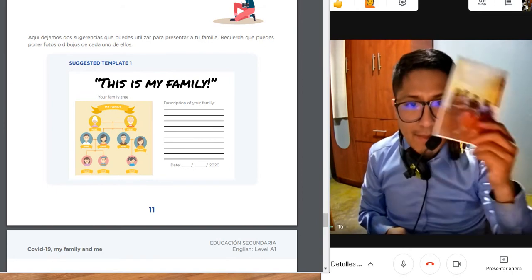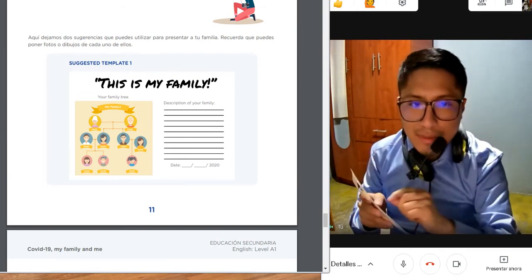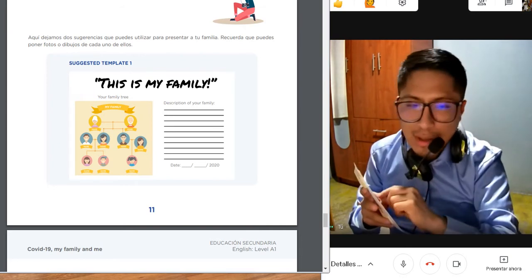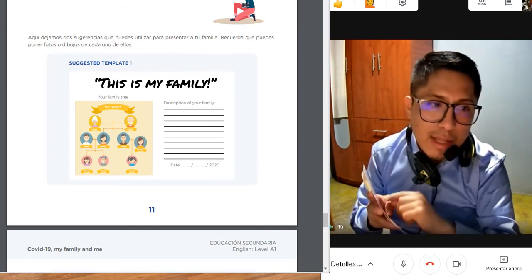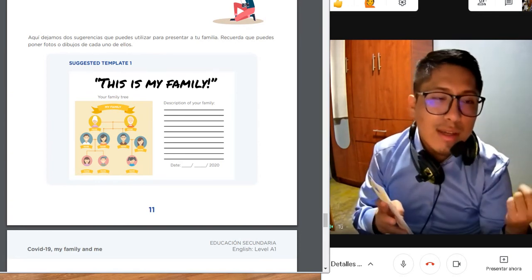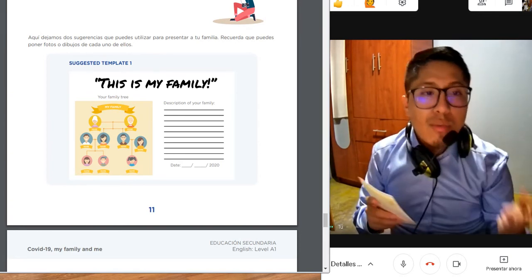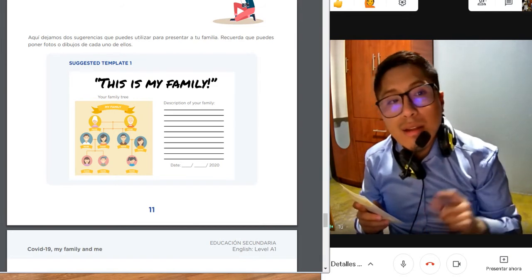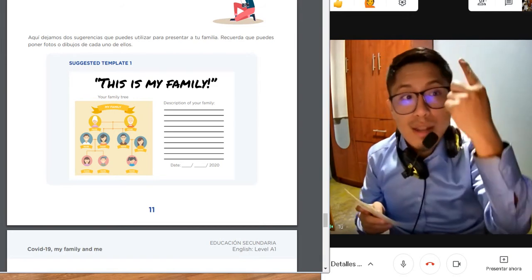La primera opción es ver la imagen de ustedes de su familia y haga una descripción como ha observado en el texto, ¿no? Mencionar a todos los miembros de su familia, brindar tal vez las edades, de dónde son y qué les gusta hacer en ese tiempo de COVID-19, ¿no? We like, y el verbo con ing como han visto arriba, ¿ya?